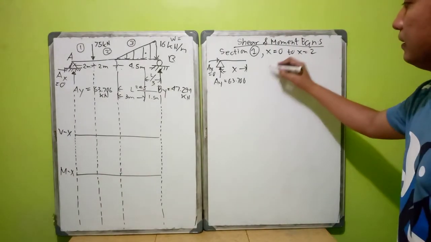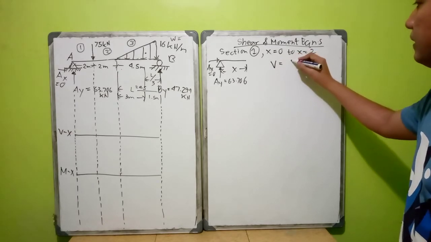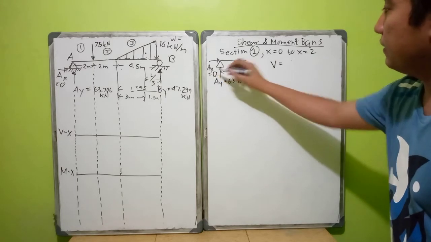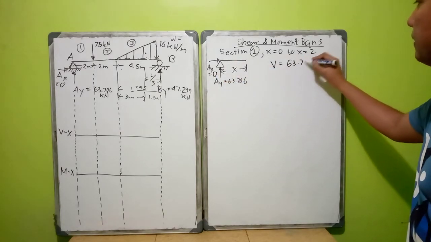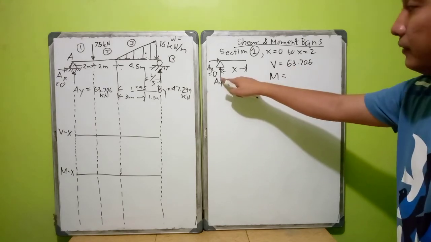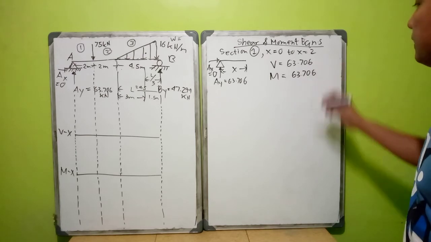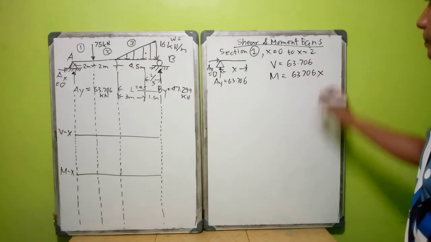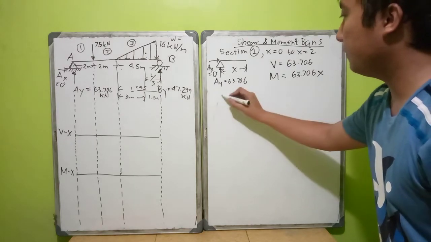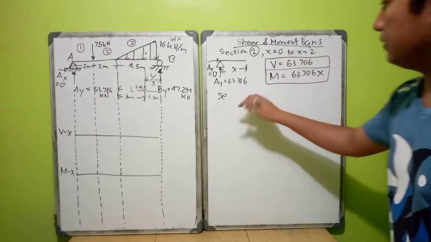So here V is, since there is no other force here, 63.706. And your moment is, this is an upward point load, so this is 63.706 X. So this is your shear and moment equation in section 1.